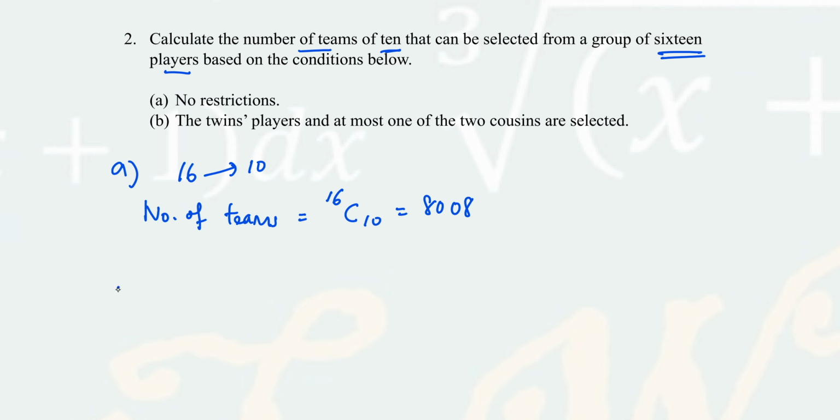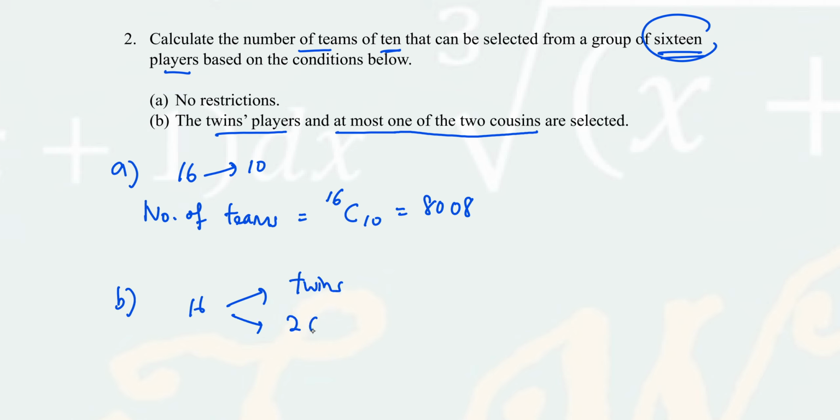Now move on to B: the twins are players, and at most one of the two cousins is selected. Out of these 16 players, I have twins, and then I have two cousins. Twins and two cousins means that is already 4 players. So you have to minus 4 from 16, which means you will have another 12 others.